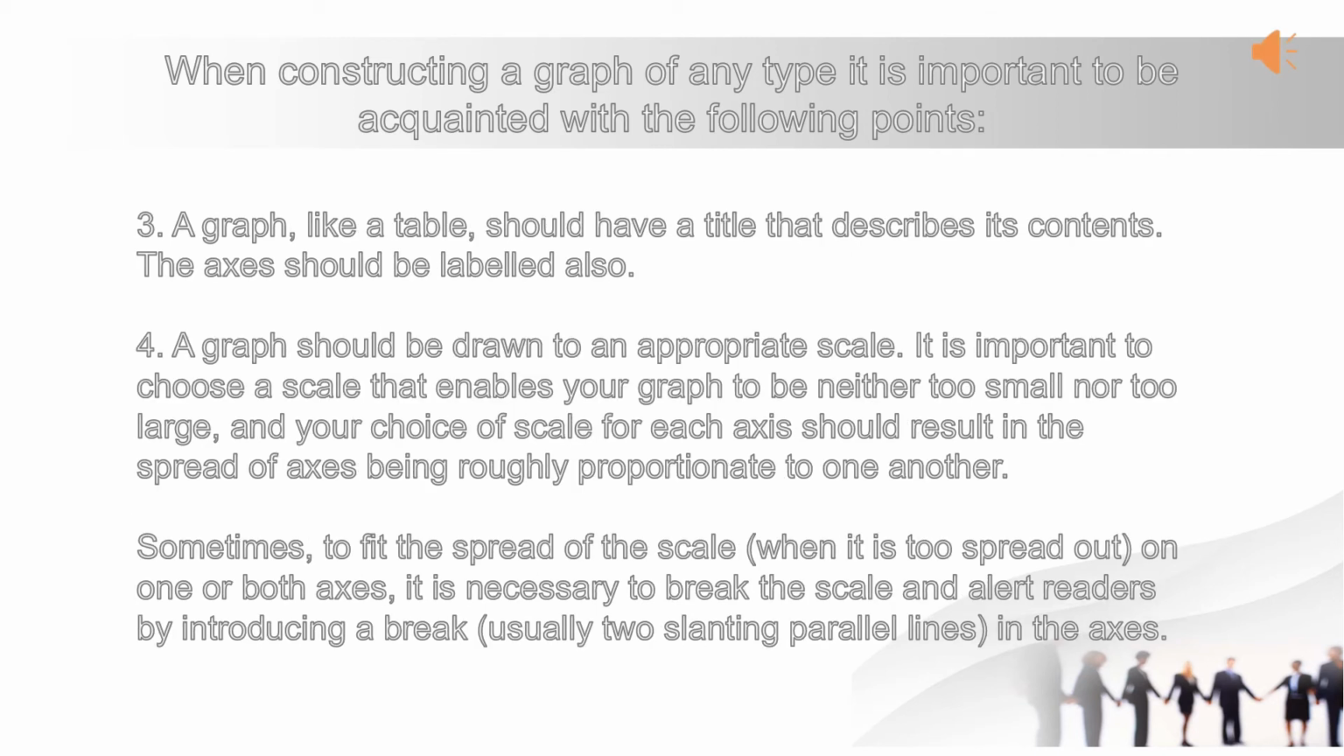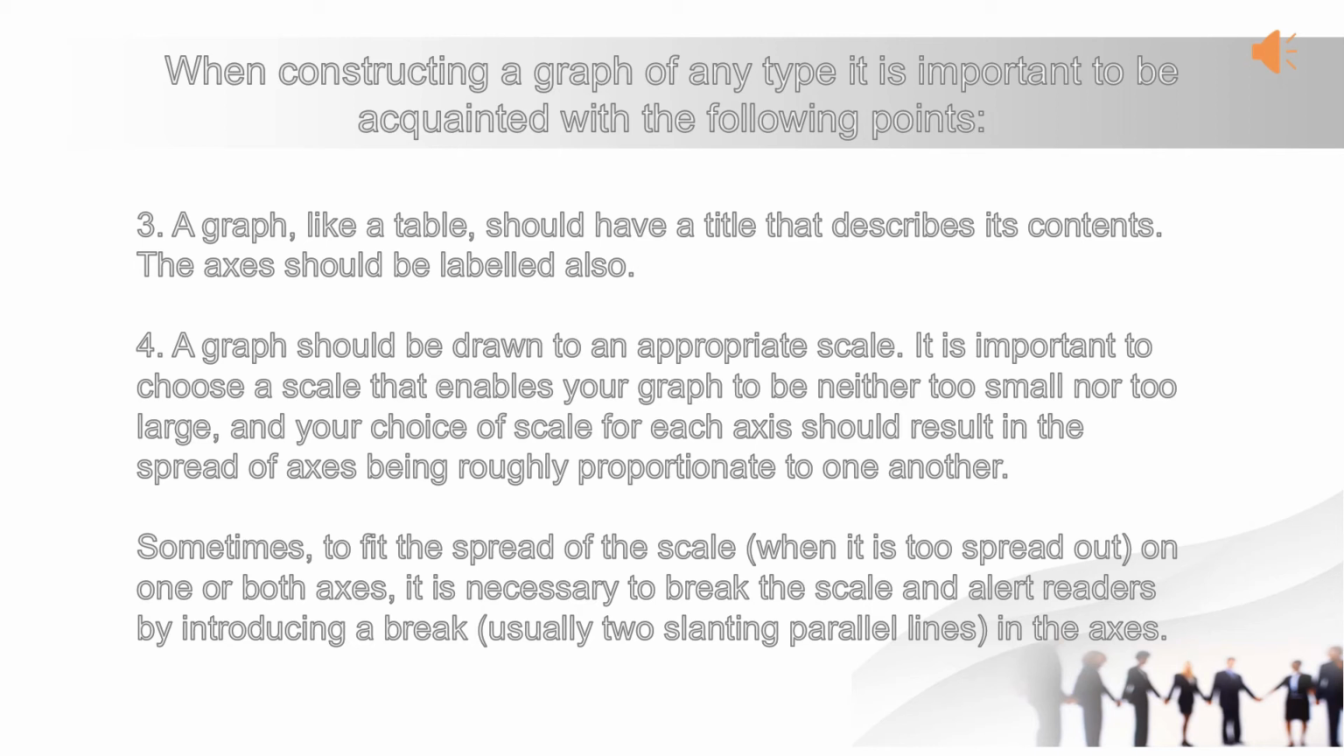Number 3, a graph, like a table, should have a title that describes its contents. The axes should be labeled also. Number 4, a graph should be drawn to an appropriate scale. It is important to choose a scale that enables your graph to be neither too small nor too large, so your choice of scale for each axis should result in the spread of axes being roughly proportionate to one another.